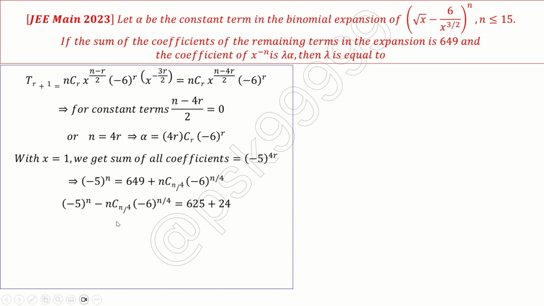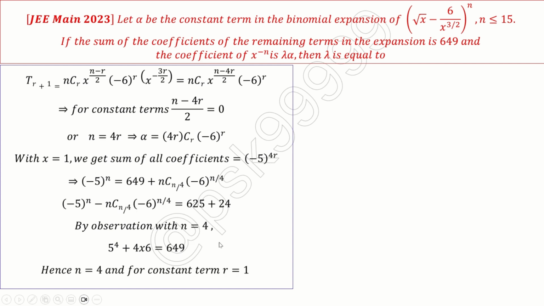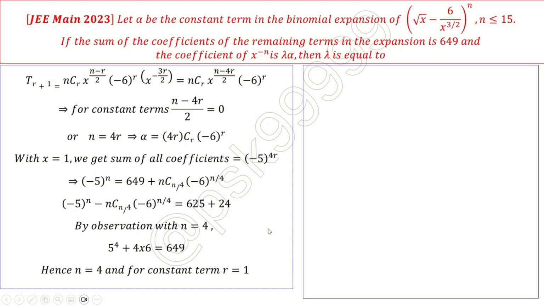Okay. So for n equal to 4, you get 5 to the power of 4 plus 4 into 6, which is nothing but 649. This equation will be satisfied with n equal to 4. So once I know that n is 4, r is 1, correct? So the quotient of the constant term, alpha, equals 4c1 into minus 6 whole to the power of 1, which is minus 24.